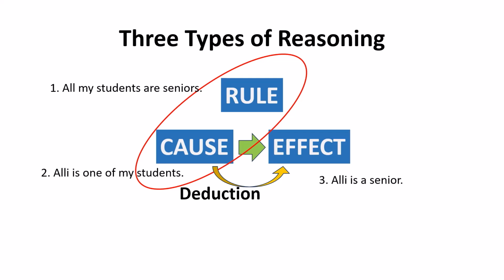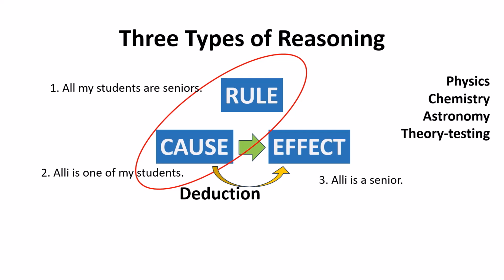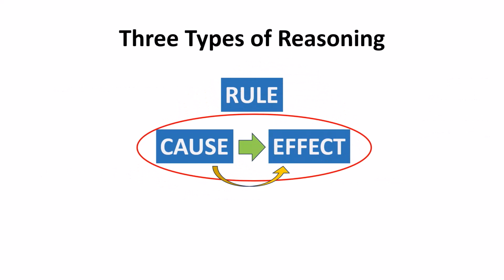Now, this is good in physics and chemistry and all forms of hard sciences. It's good for theory testing. If it turns out that Allie is not a senior and that he is one of my students, then we need to question the rule. Now, suppose we know the cause and the effect, and we're trying to come up with a rule relating the two together. This would be called induction.